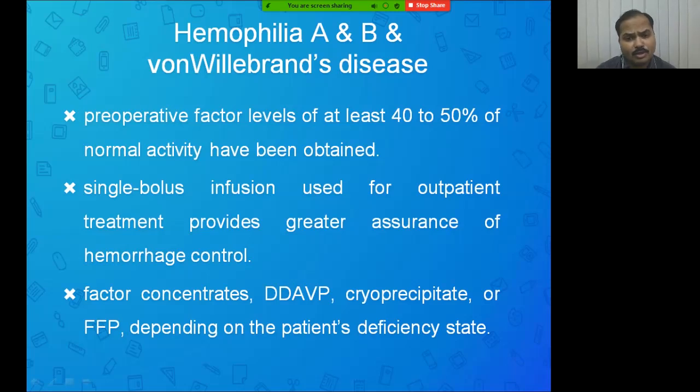Now, what all things can be utilized in making this patient ready for surgery? We can use the factor concentrates, we can use DDAVP or desmopressin, we can use cryoprecipitate or fresh frozen plasma, depending on the patient's deficiency state, whatever the patient is deficient in.